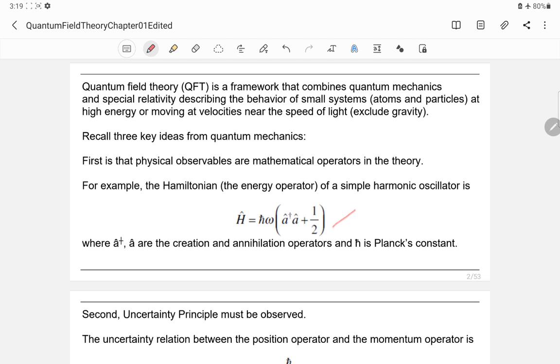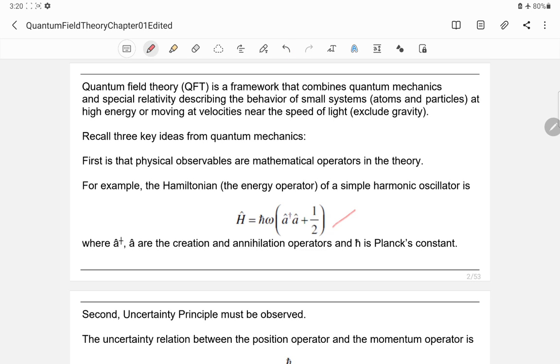You have h bar, which is Planck's constant, and then you have the frequency omega, and then you have there the creation operator multiplied to an annihilation operator. This means that when you operate it on a system, you have to operate with the annihilation operator first, then the creation operator, plus 1/2.